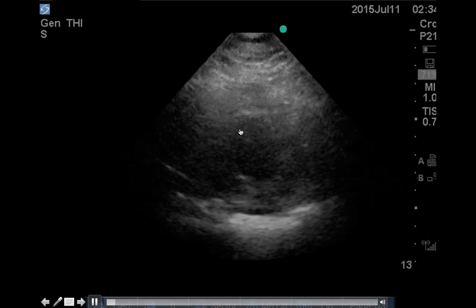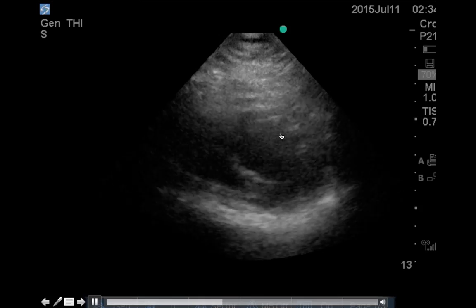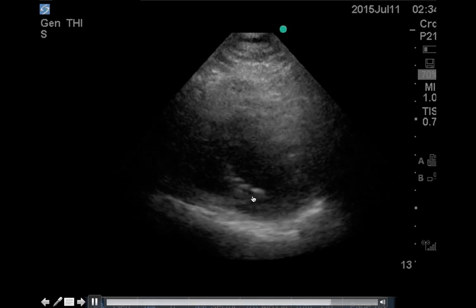You can see right here, the anterior portion supplied by the LAD moves a lot less than the posterior portion supplied here by the RCA.